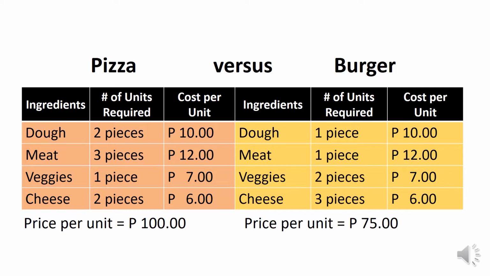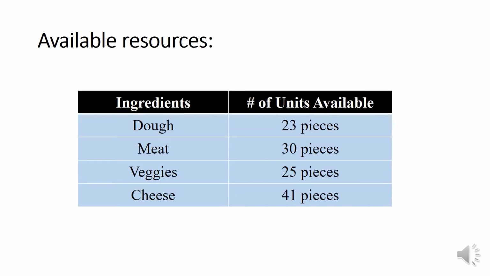Let's also assume that we only have limited ingredients. We have limited resources. The available resources we have are: for dough, only 23 pieces; for meat, 30 pieces; veggies, 25; and cheese, 41. So, how many pizza and burger do you think would be produced out of these resources given the quantity requirements for dough, meat, veggies, and cheese for the making of pizza and burger?